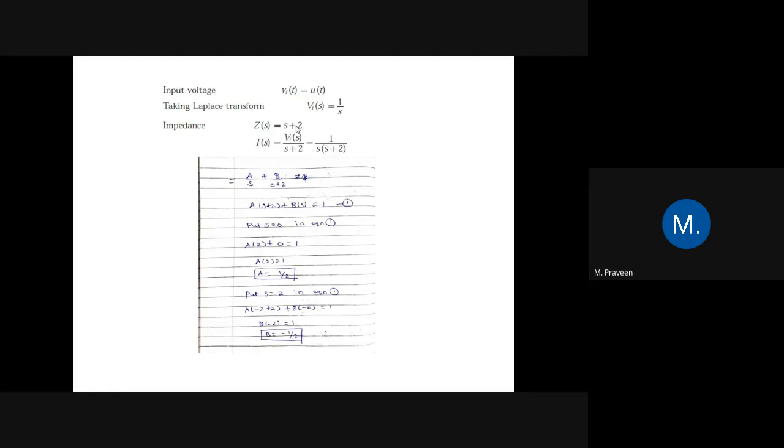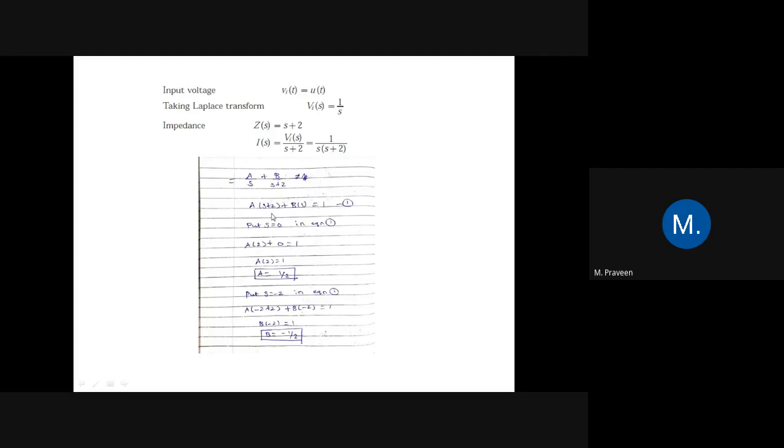Now we all know the formula: current is V by R, and instead of R we have Z. So I of S is VA of S divided by Z, which is S plus 2. VA of S is already 1/S, so I of S is 1/S into S plus 2. Now we have to apply partial fractions: A by S is one term plus B by S plus 2 is the second term. Cross multiplying, A into S plus 2 plus B into S equals 1. This is equation 1.